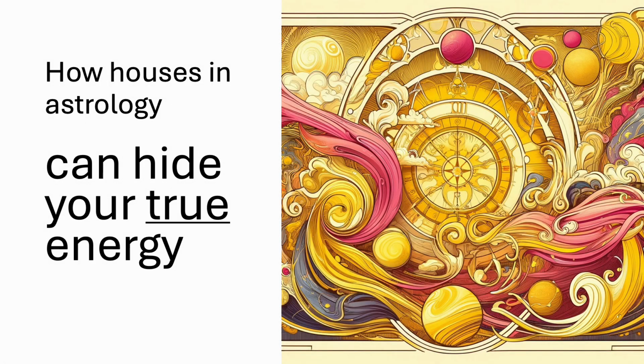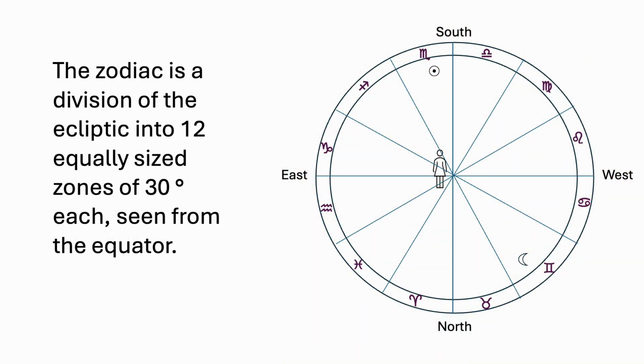How houses in astrology can hide your true energy. As you might know, the zodiac is a division of the ecliptic into 12 equally sized zones of 30 degrees each, seen from the equator.